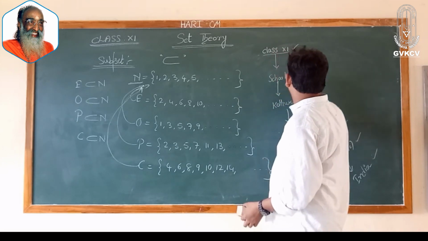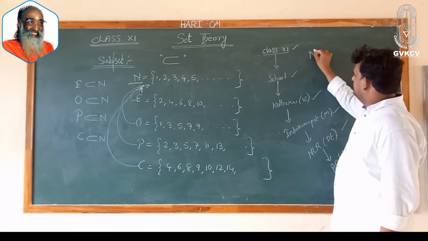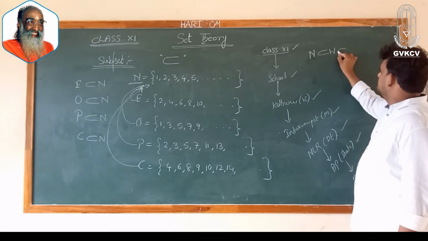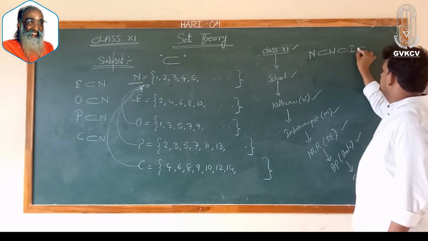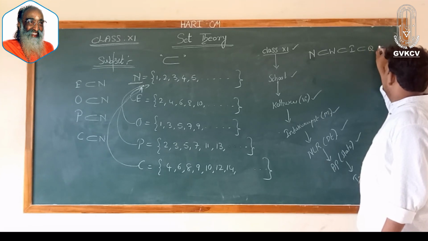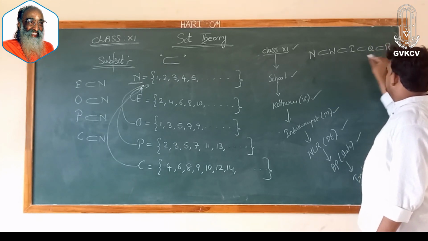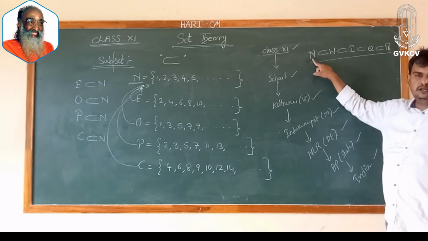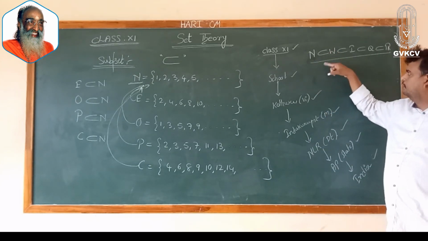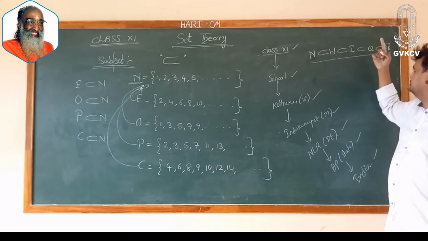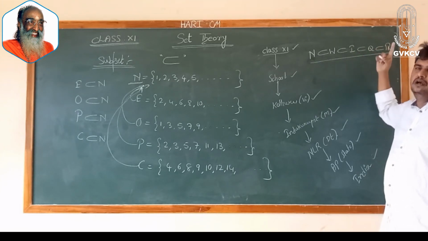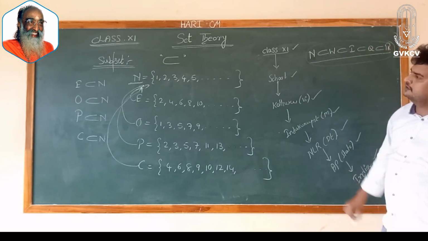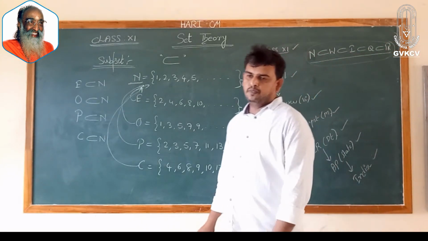So in that case also we can say that natural numbers are a subset of whole numbers. Whole numbers are a subset of integers. Integers are a subset of rationals. Rationals are a subset of real numbers. So means all natural numbers are whole numbers. All whole numbers are integers. All integers are rationals. All rationals are real numbers. So this is about the concept of subset.